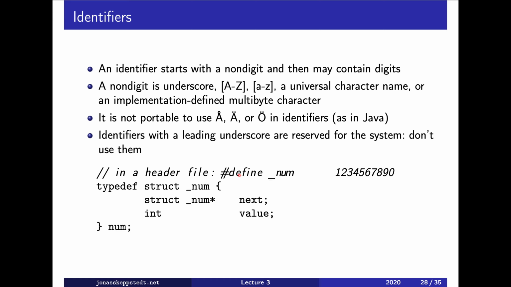This is completely legal for the compiler to have defined this quite meaningless thing, but if it has, then this will of course get a syntax error. Because what will happen, we haven't seen define yet, but what happens here is that we define a macro. So whenever we see underscore num, the preprocessor will change underscore num to this. So it will be a syntax error. Okay?